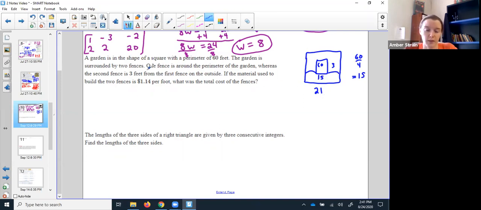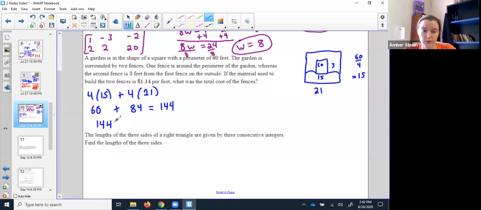So it asked me about that fencing. It says I need to build both of the fences, and the cost of the fencing was this right here. So first off, let's just see how much fencing I would need. So of course, I have the 4 sides of the smaller fence, which we already knew from the problem was 60. But I also needed to build my bigger fence with a side of 21, which would give me 84, which means I would need a total of 144 feet of fencing.